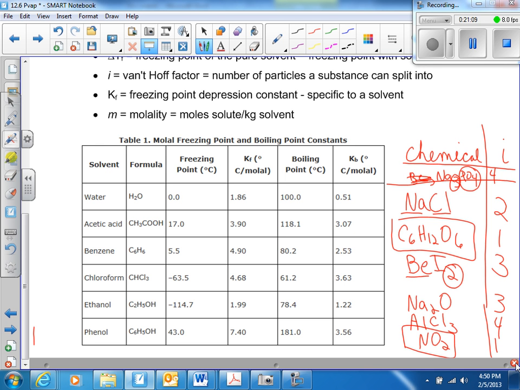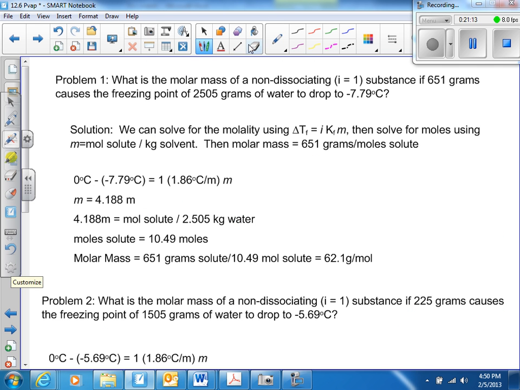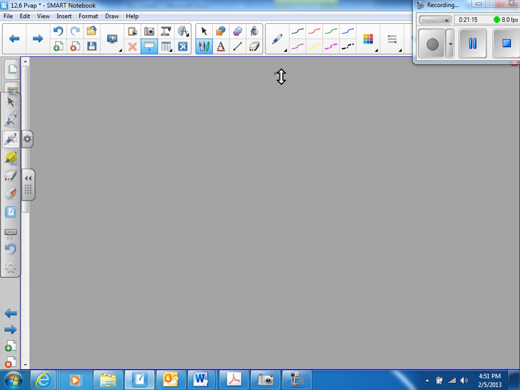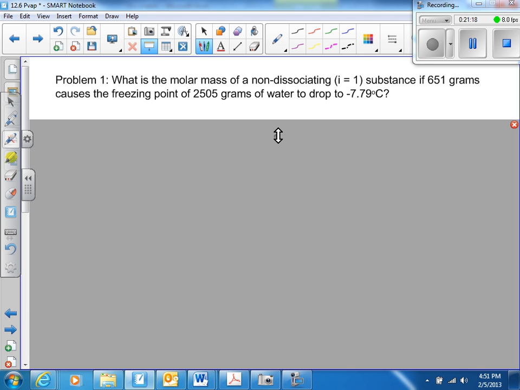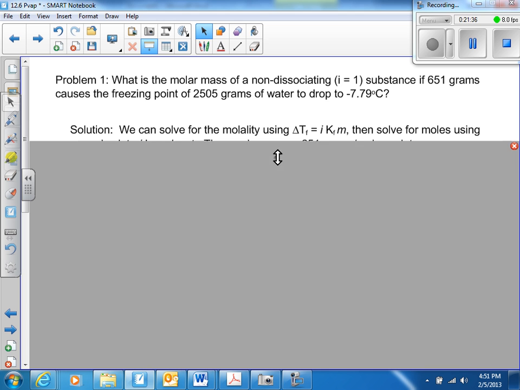Okay, moving on, we're going to do some problems using these equations. Okay, they're not so difficult, but you have to understand how to use the equation and how to solve the problems. Number 1, what's the molar mass of a non-dissociating substance, meaning it doesn't break apart, so i equals 1, if 651 grams causes the freezing point of 2505 grams of water to drop to negative 7.79 degrees Celsius?